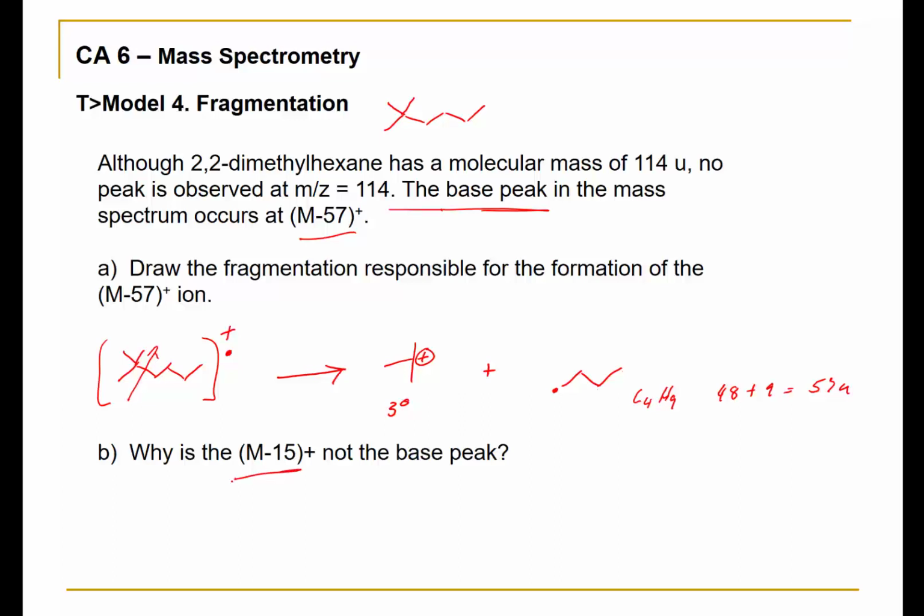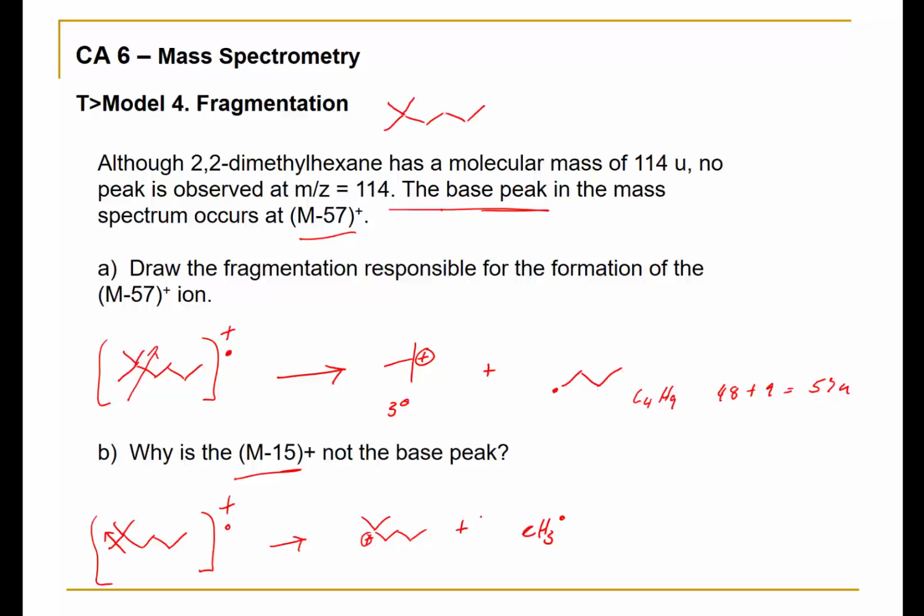You are asked then, well, why is it that the M-15 plus is not the base peak? So let's explore. Once again, I'm going to draw the molecular ion, a radical cation. Now, if we just lose a 15, perhaps we would have this bond that's cut, which is quite possible. Let's see what remains. So there'd be a carbocation right here. Here's the rest of the chain. And of course, we would end up with this methyl radical, and that would correspond to the 15 that's lost.